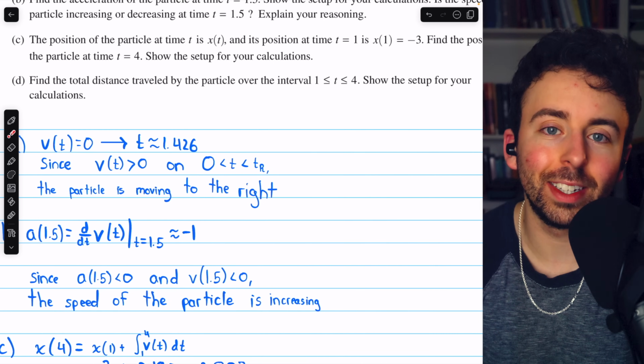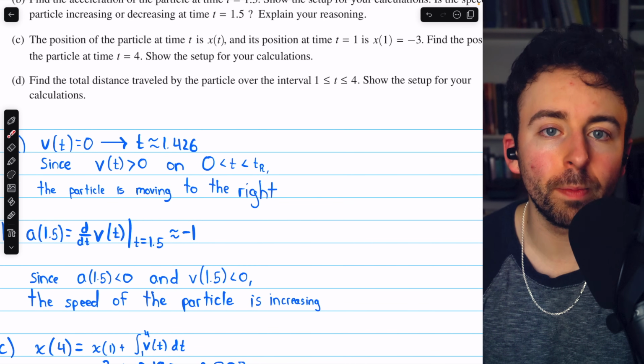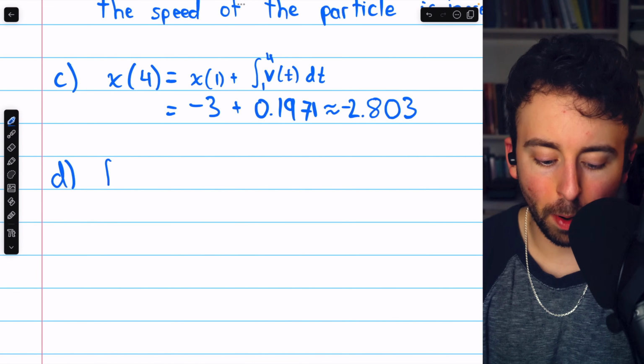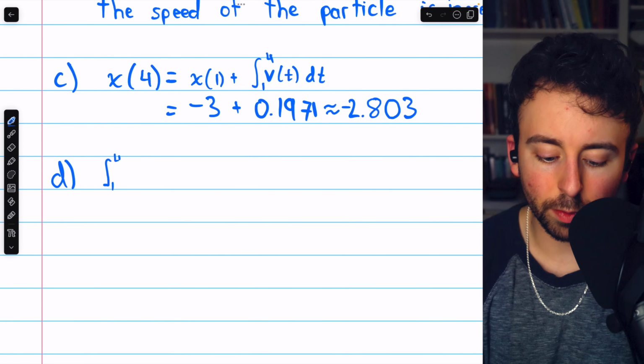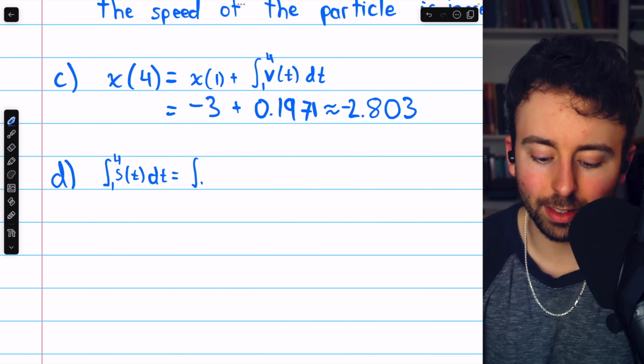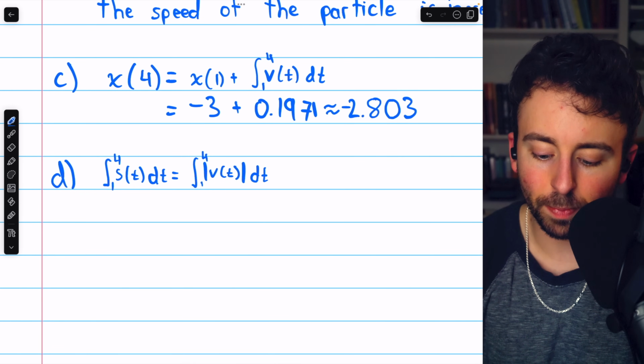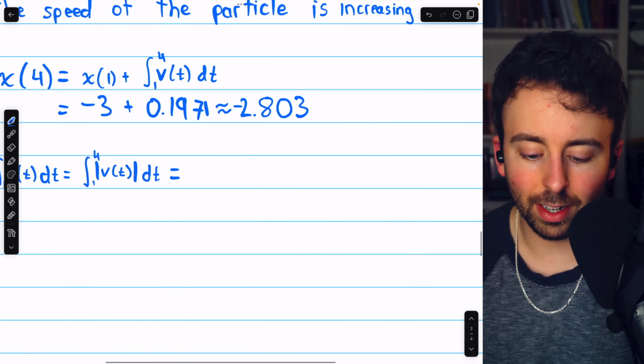We just want to add up all the distance traveled, so we've got to integrate speed, the absolute value of velocity. So here for part D, we are going to integrate from 1 to 4 the speed function, s of t dt, which of course is the absolute value of the velocity function. So the absolute value of v of t dt. So let's go ahead and punch this into the calculator.